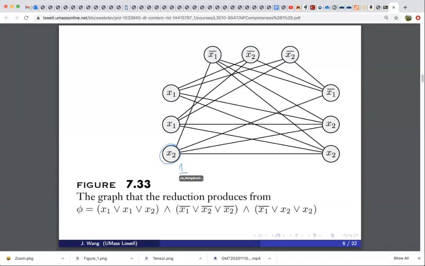And then the X1 bar we set to be true here. And this is true. So what we are getting is that we connect the ones that are true. So we get here, here, and here. So we have a clique, a 3-clique, because we have 3 clauses, right? I hope that this will not be too hard to see for you.